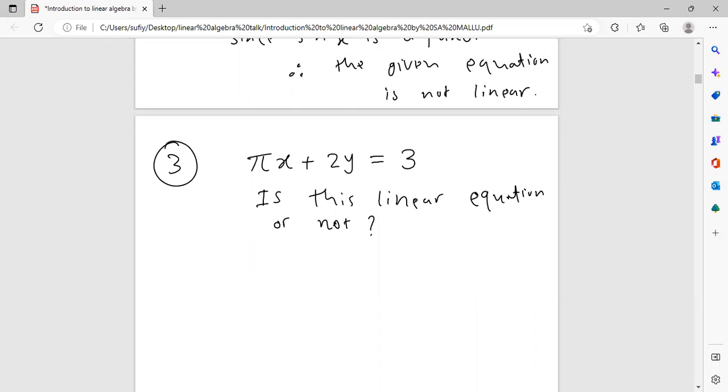Okay, I'll just wait for a few seconds and then I'll tell you the answer. All right, so the answer here has to be that it's not a linear equation. Am I right? Oh, just kidding, right? This equation is linear.